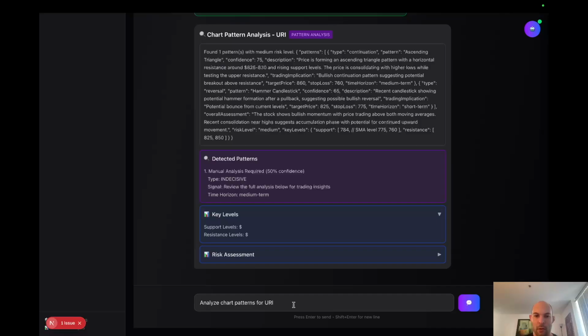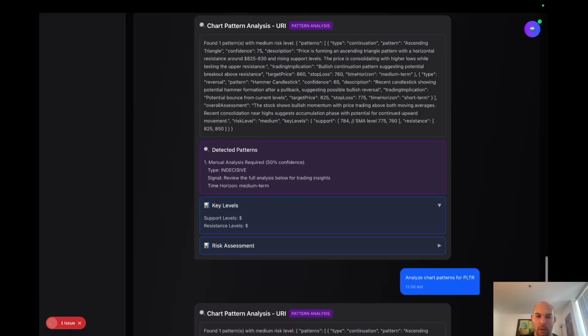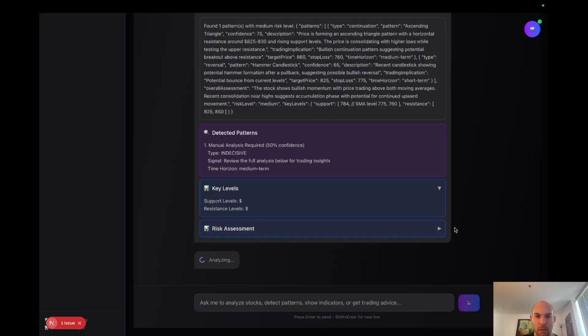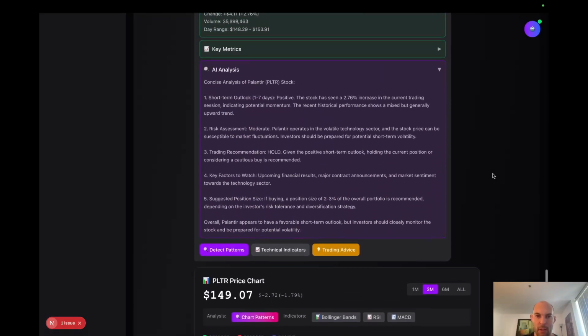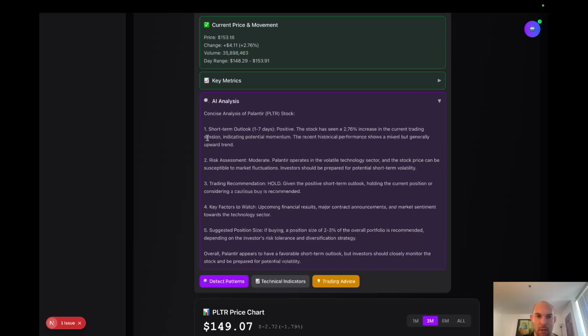Let's try a different one. Let's do, what was it? PLTR for Palantir. Okay, cool. I'm really happy how fast that is. Short-term outlook looks positive. Risk assessment, overall favorable short-term outlook, but investors should closely monitor the stock and be prepared for potential volatility.